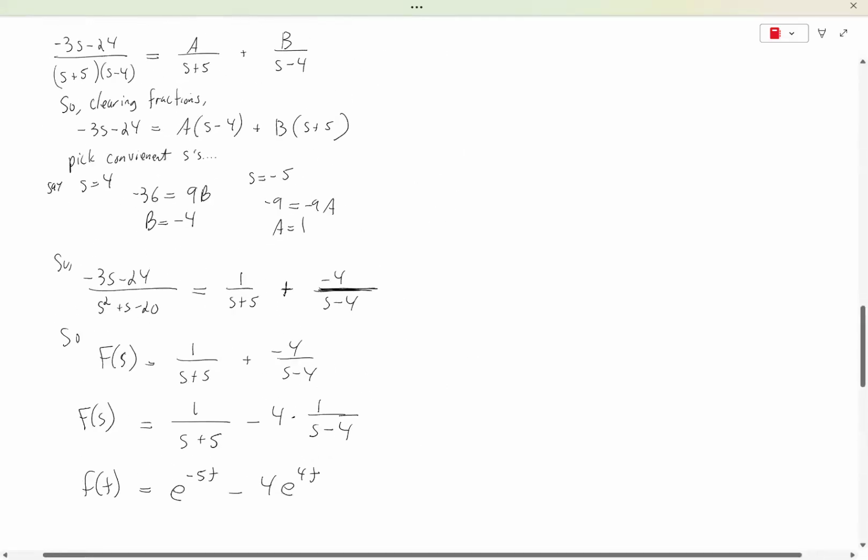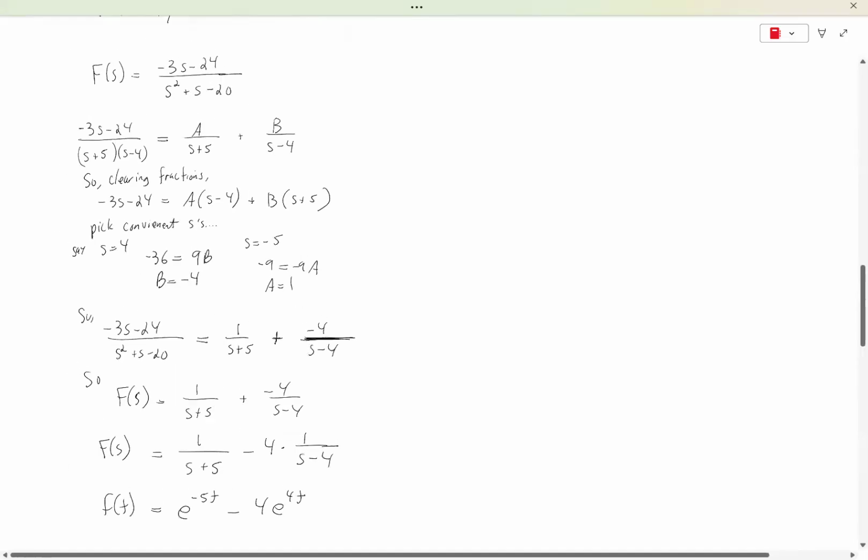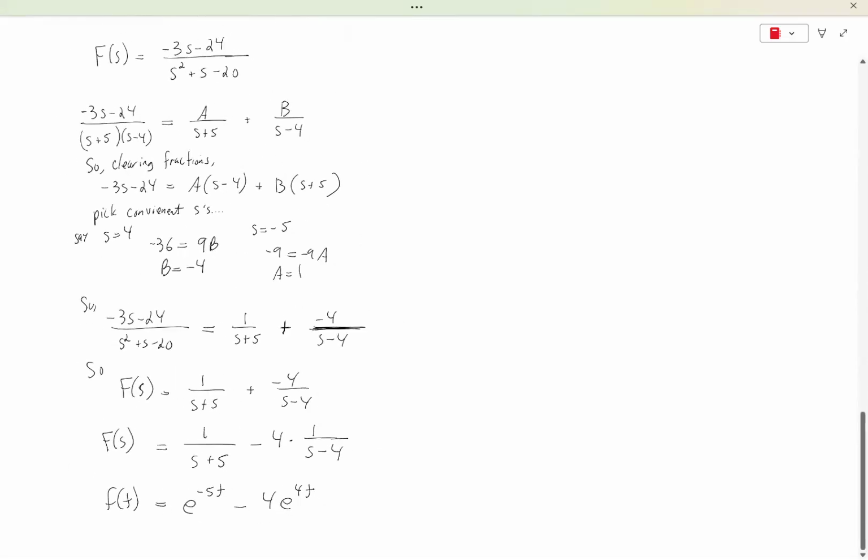Okay, so there's the whole thing. Any questions on that? Basically we had our F of s right here, and then with these partial fractions you can break it apart into this. You could rewrite it like this instead. Then you use the table that we had, and you get this and this for those two.